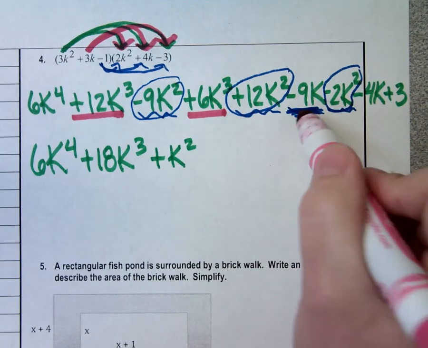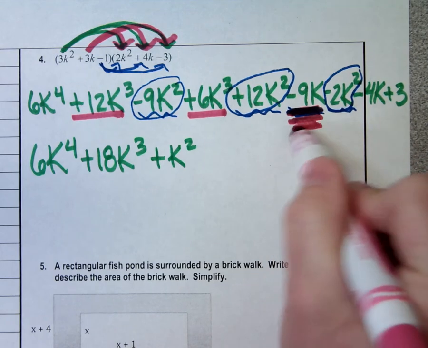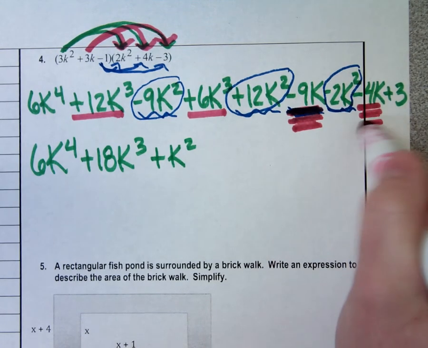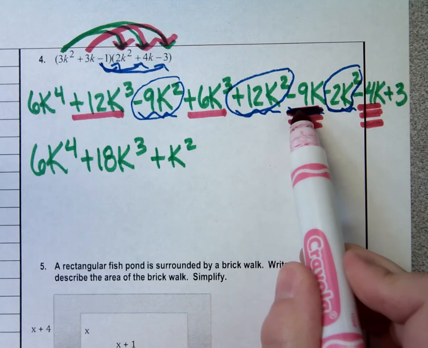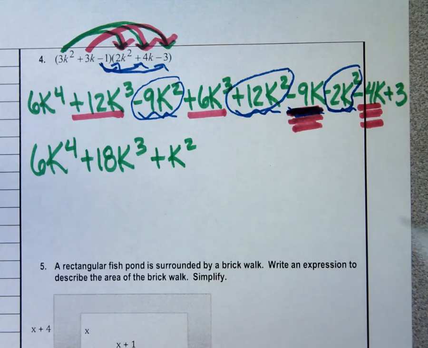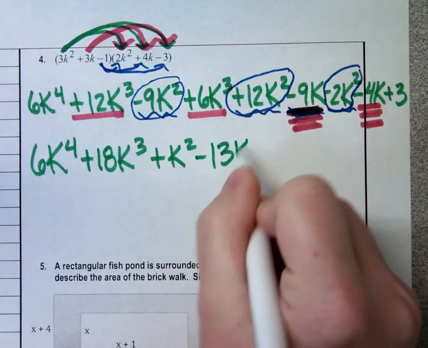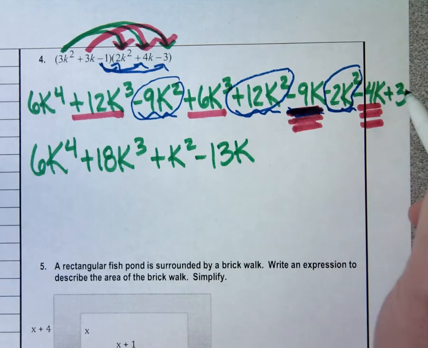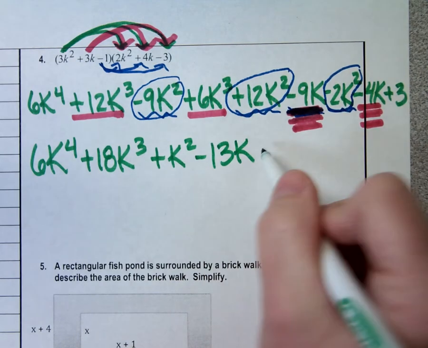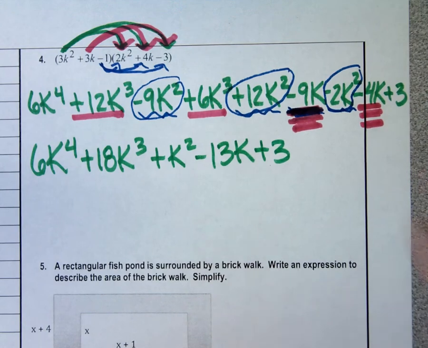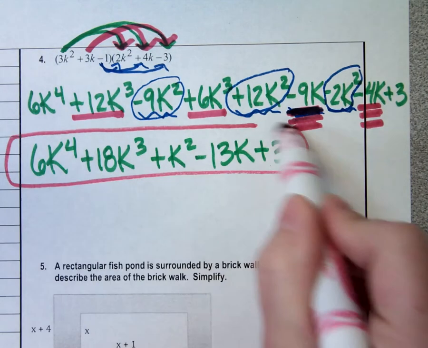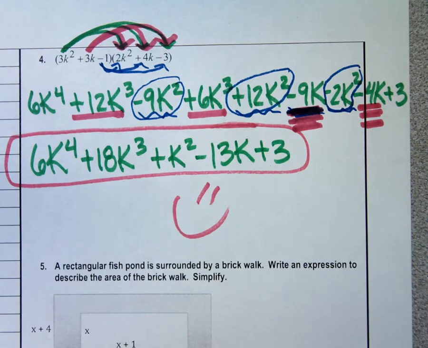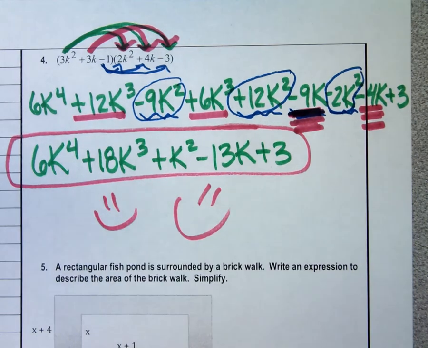Okay, now let's combine the k's. Here's a k, sorry about that mistake earlier, and here's a k. What do you get if you combine a negative 9k and a negative 4k? A negative 13k. And then is there any other constant besides this positive 3? Nope. Drop it down. There it is. This problem totally deserves a smiley face. Give it to it. Double smileys.